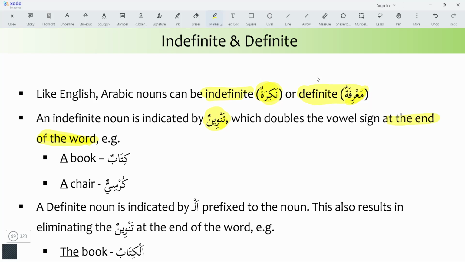Like kitabun. Kitabun means a book. So it is an indefinite noun ending with the tanween. Kursiyun, a chair, also ends with the tanween, the double vowel. So it is also an indefinite noun.